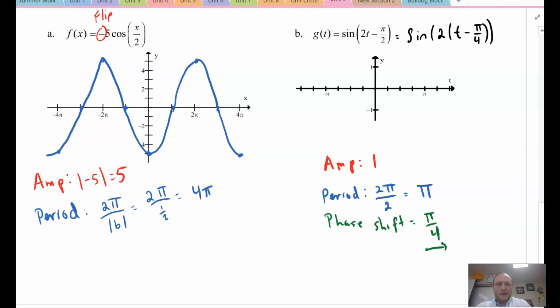Okay, so sine function. Remember, sine starts at 0, 0. So I'll go ahead and start at 0, 0. But we have a phase shift pi fourths going right. And our period is pi. So every pi, I'm going to repeat. Okay, so 1, 2, 3, 4. And there you have it.